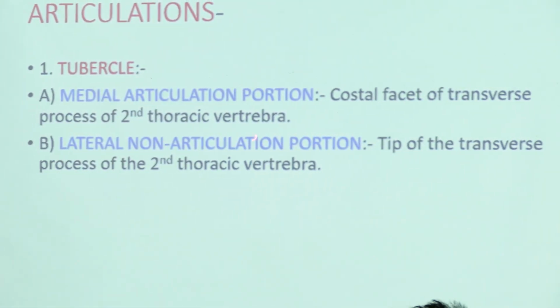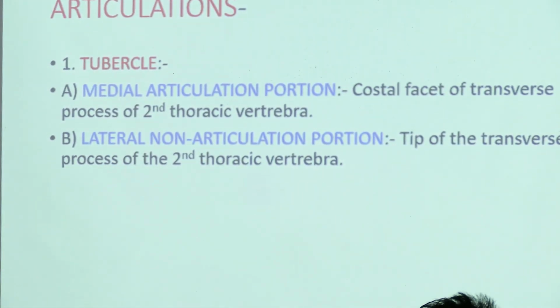When you have the class, you will understand these things better. Okay, now only see here, the tubercle has two parts. One is articulation, another is non-articulation. The articulation part is present medially and the non-articulation part laterally. So the medial part is attached to the costal facet of the transverse process of the second thoracic vertebra, and the non-articulation part is present at the tip of the transverse process of the second thoracic vertebra.